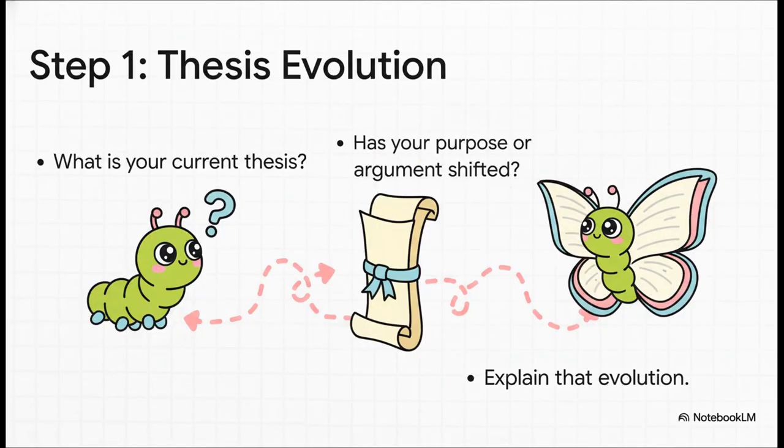All right, step 1 is all about reflection. I want you to start by just writing down your thesis as it is right now. Then think back. Is that the same argument you started with? Has your purpose changed at all since that first draft? It's totally normal for an argument to evolve as you write and research. So just explain that journey.